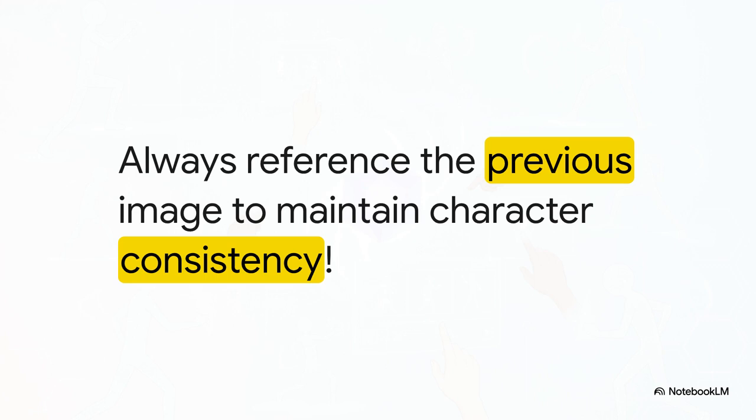Inside Flow, there is a little plus icon. Before you paste the prompt for your second scene, you must click that plus icon and choose the image you literally just generated for scene 1. By doing this, you're forcing the AI to reference the previous image. This ensures your Stickman character remains 100% consistent across every single shot. You just repeat this. For image 3, you reference image 2, and so on. Seriously, whatever you do, do not skip this step.